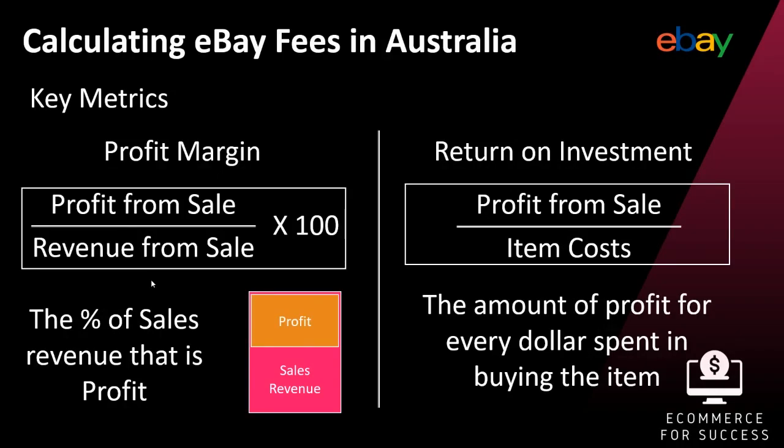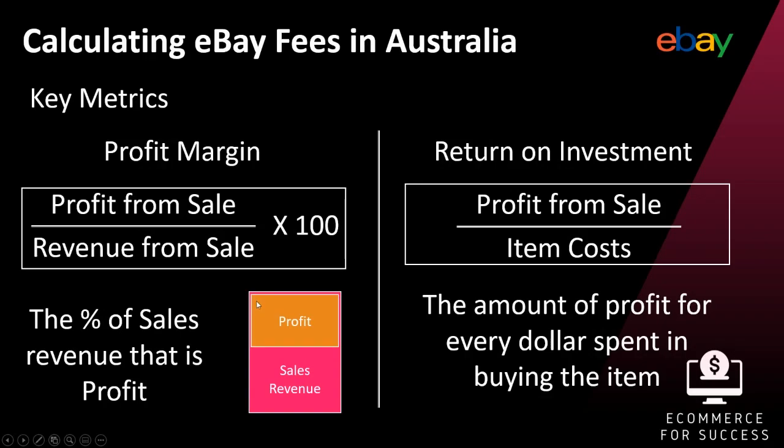Now, if we're looking at some of the key metrics, profit margin is an important one you can't forget. Profit margin is calculated by taking the profit from the sale that you made and dividing it by the revenue from the sale, then multiplying by 100 to get a percent. Why is that important, you may ask? What it really tells you is, of the amount that you ask the customer to pay for sales revenue, what percentage of that is actually profit.